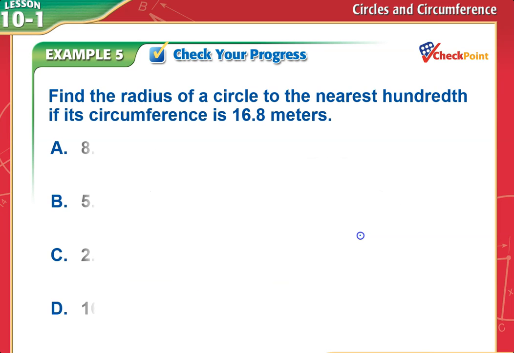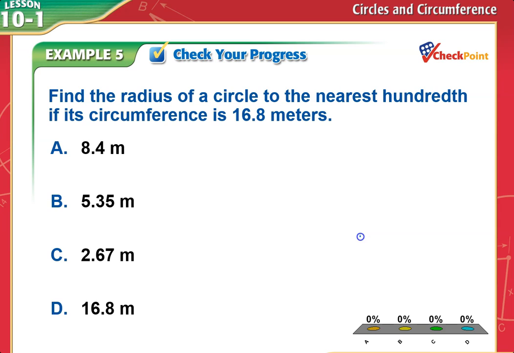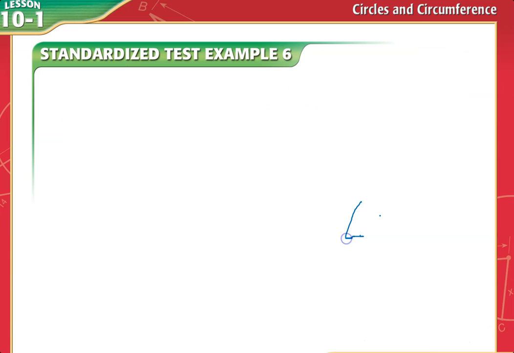Right, check your progress. Go ahead and pause your video and find the radius of a circle to the nearest hundredth if its circumference is 16.8 meters. Answer is about 2.67 meters.